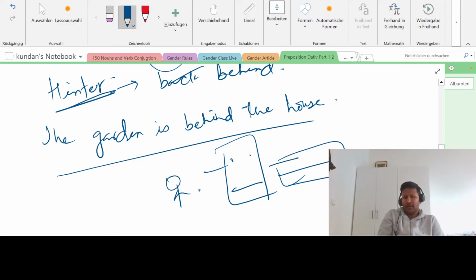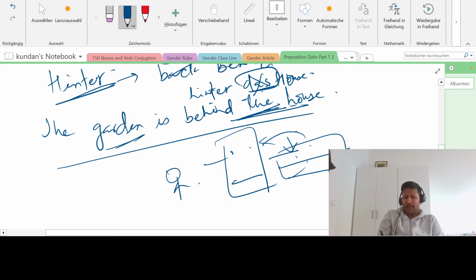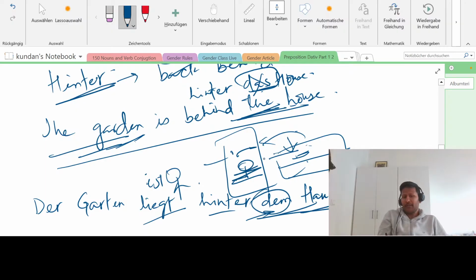So what is happening to the garden? Is the garden moving? No. It is a location of the garden. So whenever there's a location, so behind the house, this is hinter das Haus or what? We will see here. Das Haus will change to dative, right? Because this is location. So what will we say, the garden is what? Der Garten. We will say liegt, or you can say ist. Okay, liegen is like location you are saying. Okay, ist hinter dem Haus. Hinter dem Haus. This is the house, and this is behind this house. So hinter das Haus will change to dem Haus. Why? Because this is location of the garden.